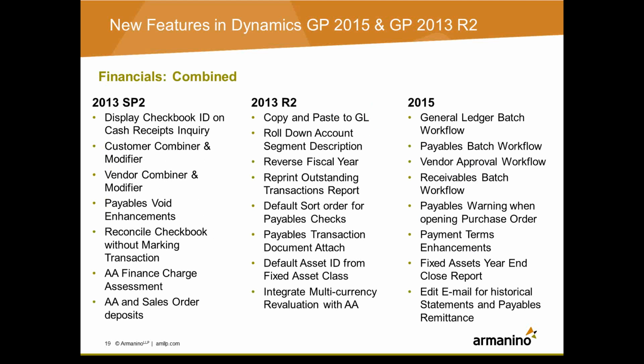And then what I want to do is just show you all the features. We covered a few of them, but there's a lot of features. Some of them are small, but some of them may be important to you. So I just gave you a list of all the features that are somewhat significant in the new releases. For example, the customer combiner and modifier and the vendor combiner and modifier used to only be available in the Professional Services Tools Library. That's now available within the application. You can go to the sales area or the purchasing area, and you can do those functions right within the application.